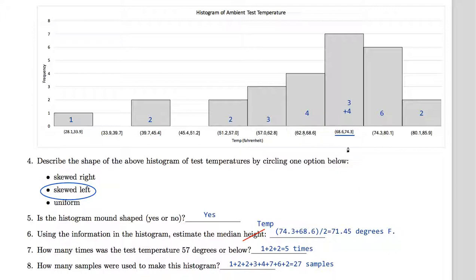And that's it. That's a short little overview of some example questions we can answer about a set of data using a histogram.